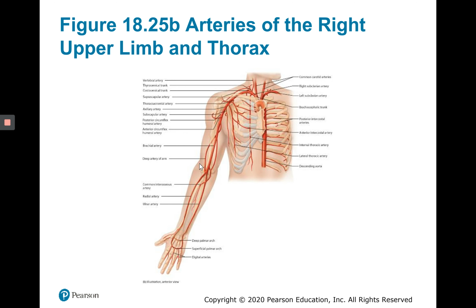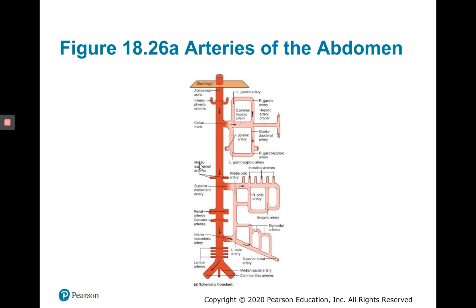Some of it really is going to match up not only with regional terms, but things like body cavities, like thoracic and abdominal. So keep that terminology in mind and use it to your advantage. Here is just the anatomical organization of the right upper limb and thorax.